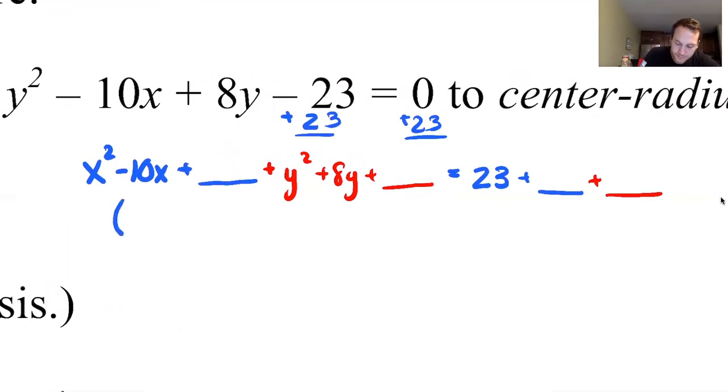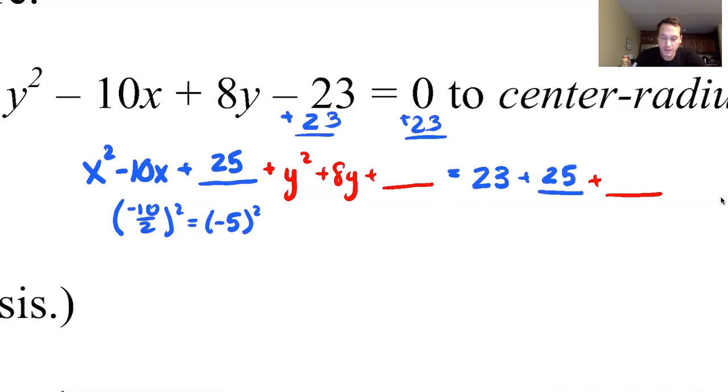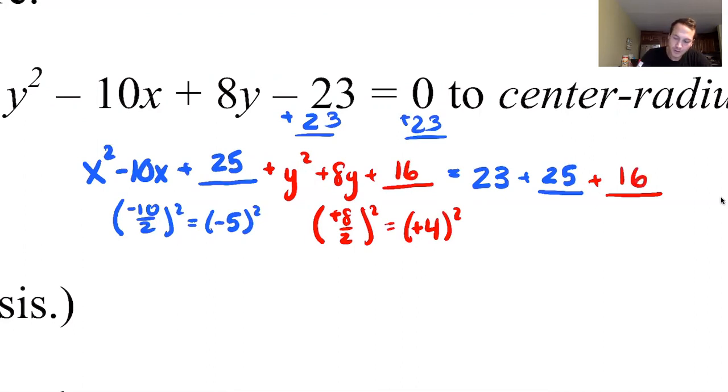How do I fill in that? Negative 10 over 2 squared, that's negative 5. Negative 5 squared is 25. Do it again for the y's. Positive 8 divided by 2 squared, positive 4 squared, I get 16. There's always a reason that I have you guys show this step. Always a reason.